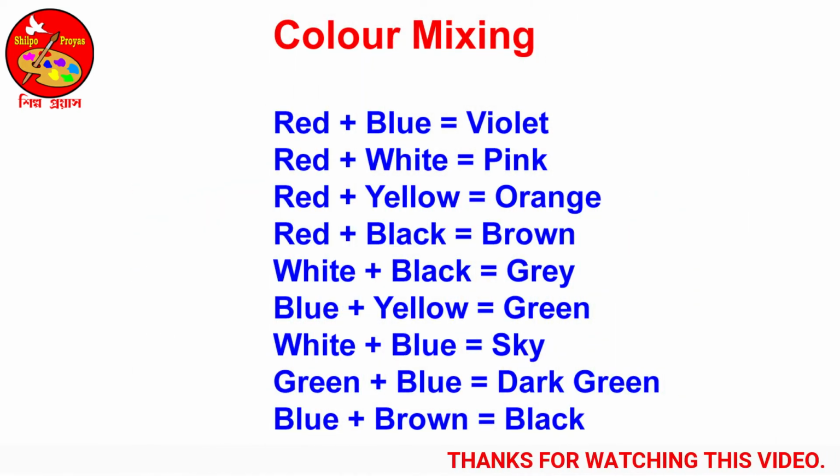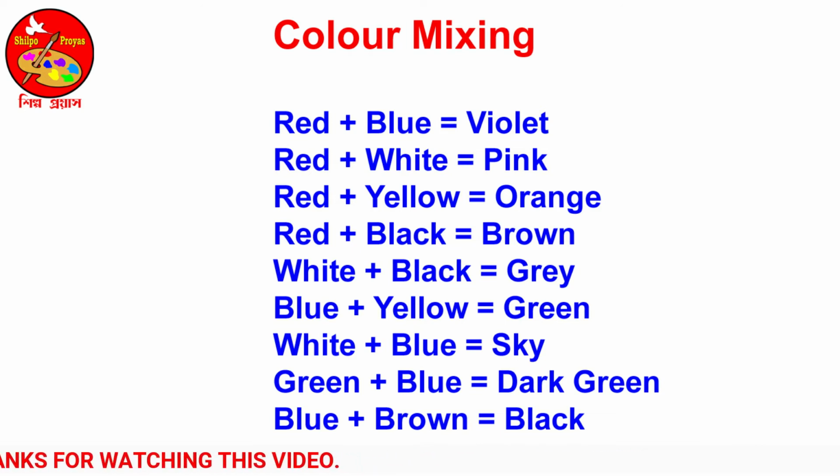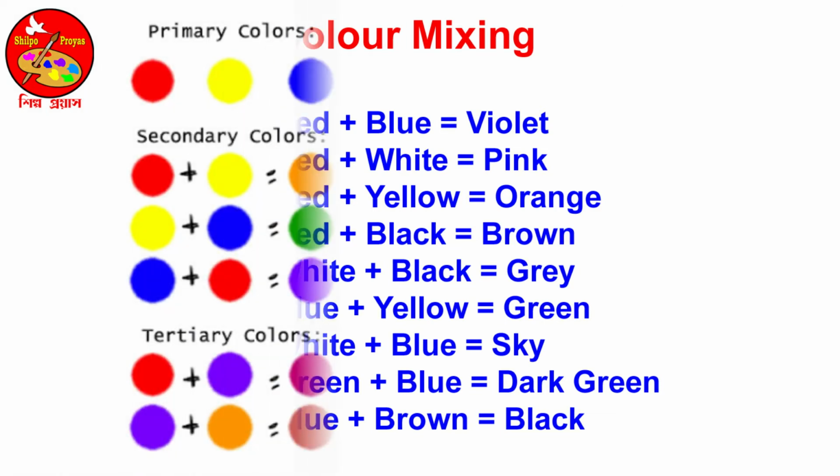Color mixing. Red plus blue equal violet, red plus white equal pink, red plus yellow equal orange, red plus black equal brown, white plus black equal grey, blue plus yellow equal green, white plus blue equal sky, green plus blue equal dark green, blue plus brown equal black.